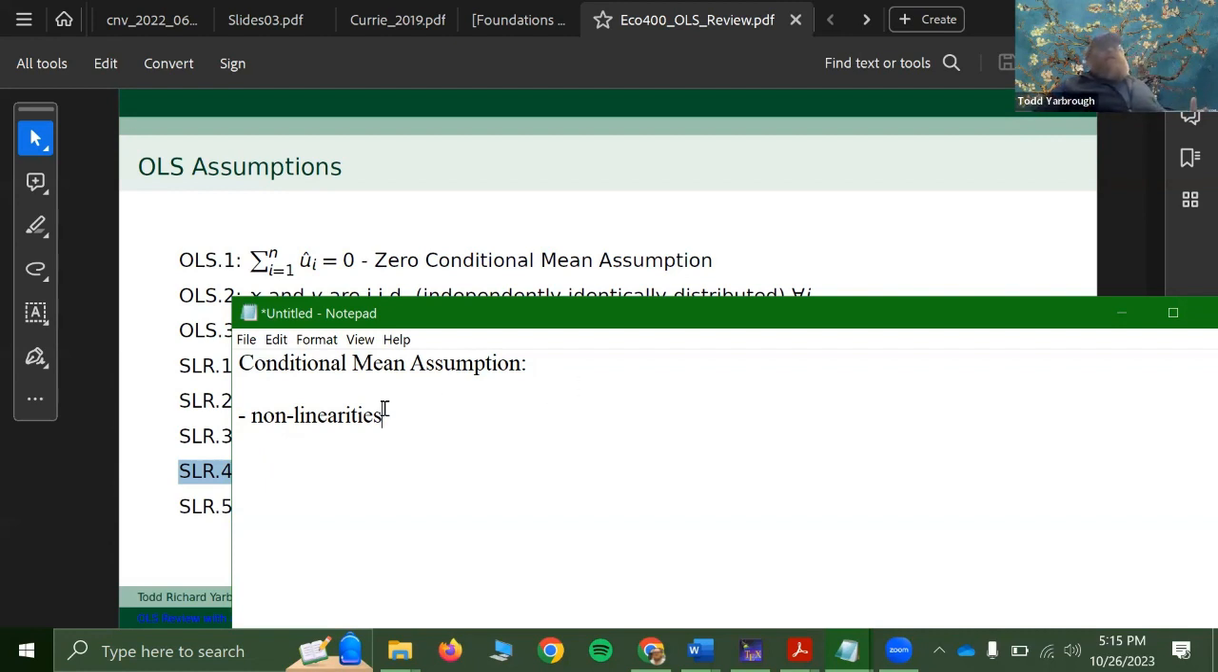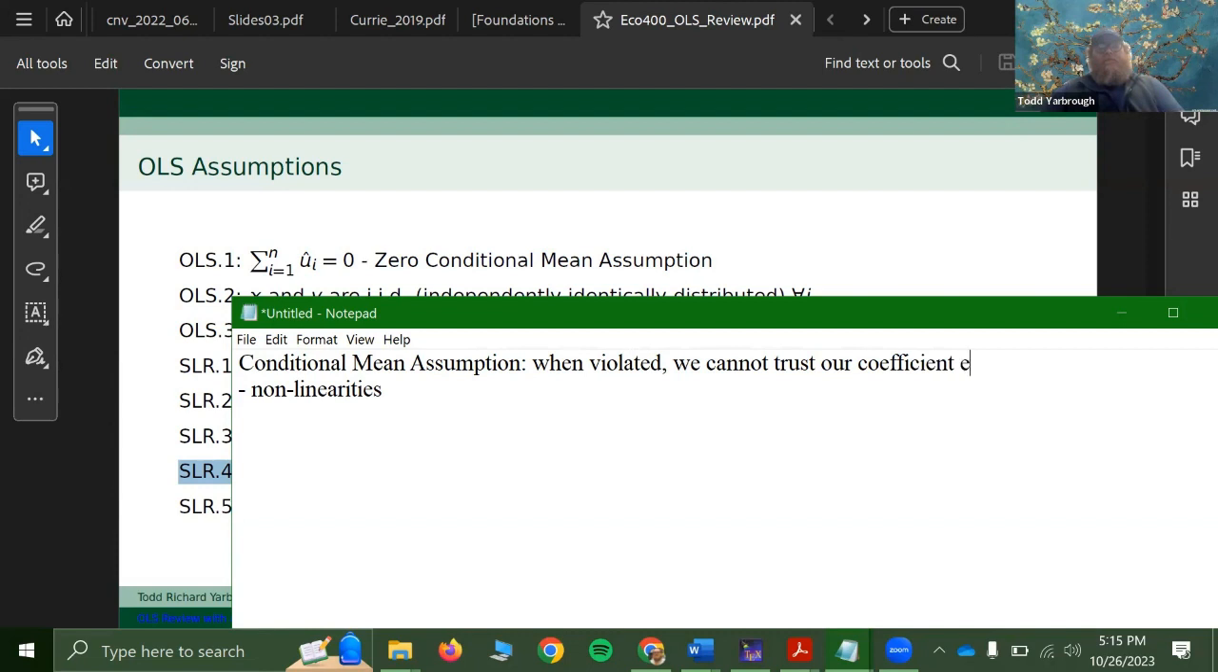Now, what does that mean? What would it mean to violate the conditional mean assumption? When the conditional mean assumption is violated, we can't trust our beta 1 estimate. We can't trust it. In fact, we refer to it as biased.